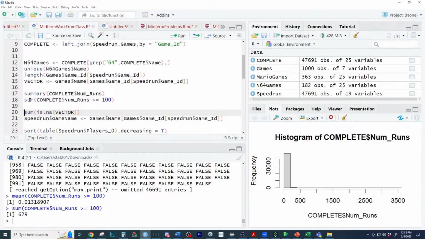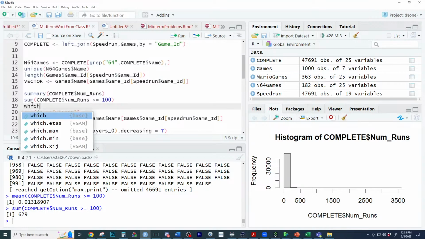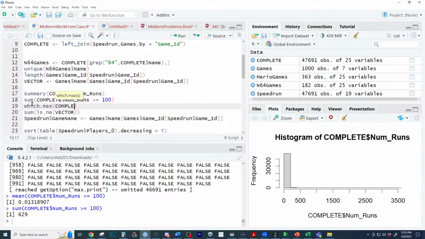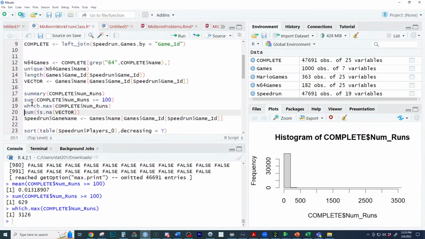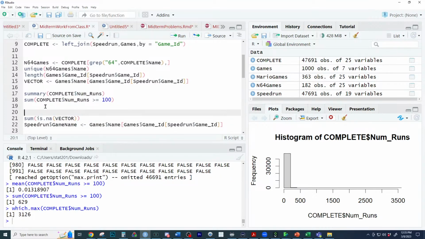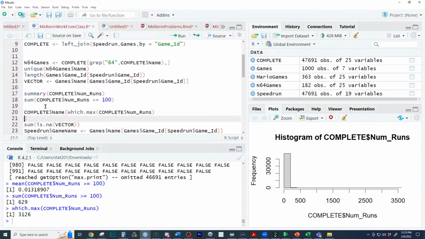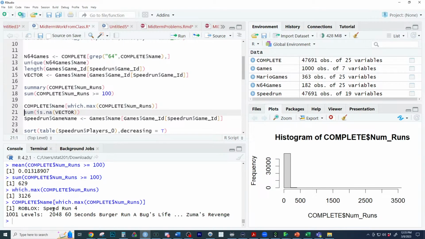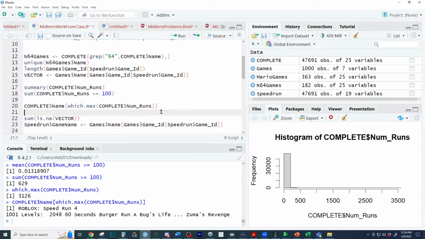So when you think about speedrunning, it is very popular. But if you look to the most popular games, like which.max of the complete and then number of runs, then the most runners on a leaderboard is that. And then let's go to complete and then $name of the game and put this in right here. And it is Roblox? Really? Is that right? Oh, I hope it's right. I hope I haven't made a mistake with the data set. Apparently it's Roblox.